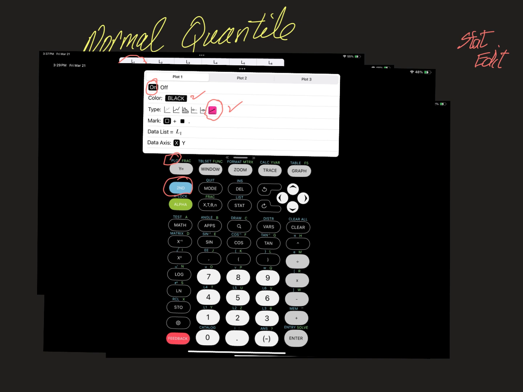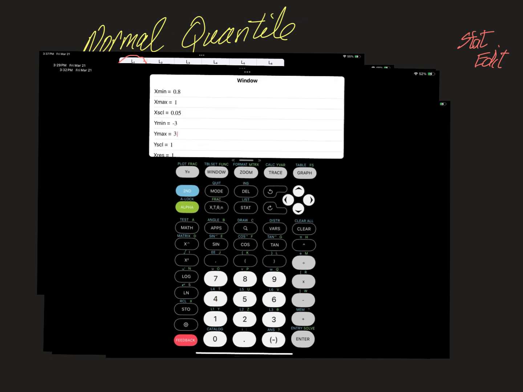Okay. And then I can pick how it marks it on the graph, tell it where the data is, list 1, and tell it the data axis, X. And just so you remember, the lists are above the numbers down here. Okay? So blue, press whichever number. That's how you set it up. Once you have it all set up, then we go to step 3.